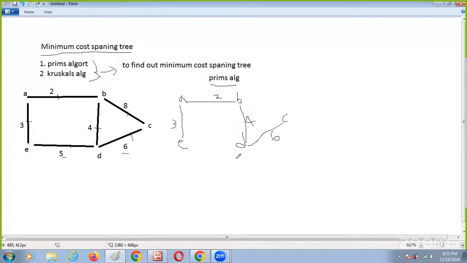So now you check here. This is a minimum cost spanning tree, and for a spanning tree you also check the conditions. Total number of vertices are 5 only. So total number of edges are how many? 5 minus 1, 4. Check, 1, 2, 3, 4.